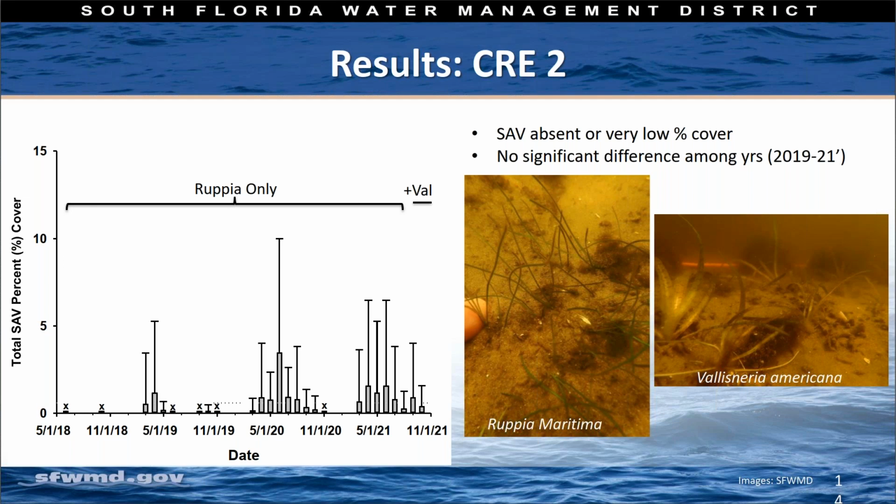So the X indicates no SAV. The dashed line is the overall mean. There's a very low mean percent cover of 0.6. SAV was absent from most quads. There's no significant difference over time. And since 2018, there has only been Ruppia until the most recent surveys in September and October, when Vallisneria occurred in 2 of 33 quads.